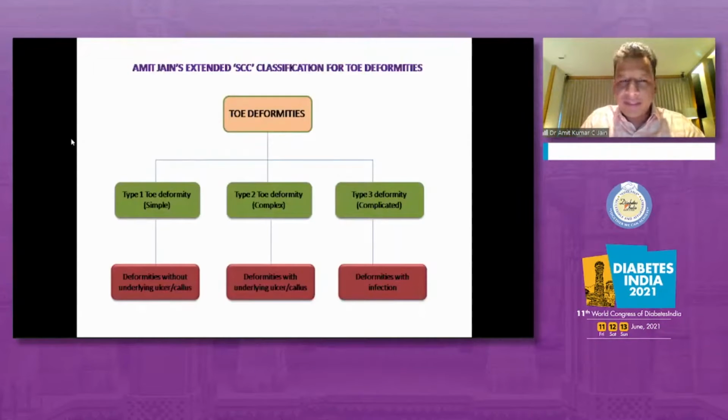Simple concept. The toe deformities were divided into three simple types, like how diabetes is divided, and we said type 1, 2, and 3, which are simple, complex, and complicated. If there is only a deformity without an ulcer, it's type 1. If there is an ulcer or callus in that deformity, it's type 2. And if there is any form of infection in the form of an abscess, osteomyelitis, cellulitis, the toe deformity becomes type 3.